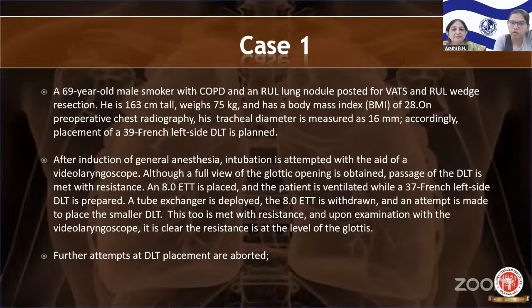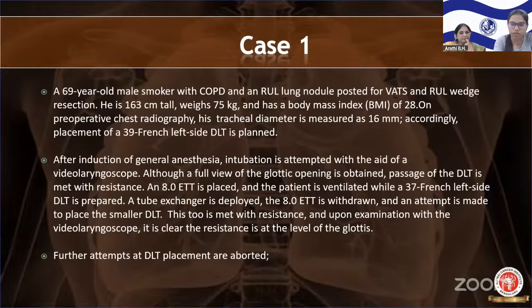A 69-year-old male smoker with COPD has a right upper lobe lung nodule posted for VATS surgery. He is 163 centimeters tall, weighs 75 kg and has a BMI of 28. On chest X-ray, his tracheal diameter is 16 mm and placement of a 39 French left DLT is planned. After induction of general anesthesia, intubation is attempted using a video laryngoscope. A full view of the glottic opening is obtained. The passage of the DLT is met with resistance, so an 8-size endotracheal tube is placed and the patient is ventilated, while a smaller 37 French DLT is prepared and the tube exchanger is deployed.